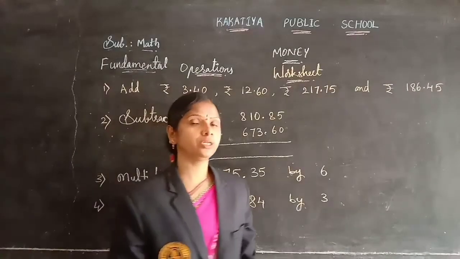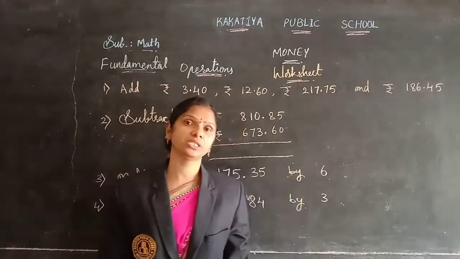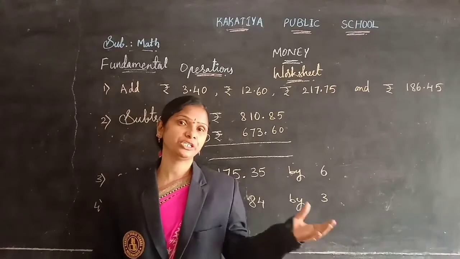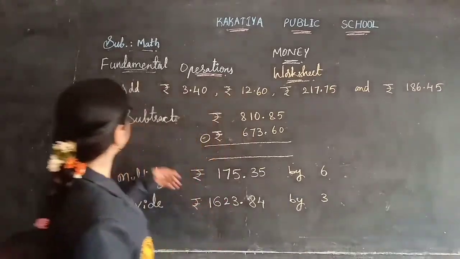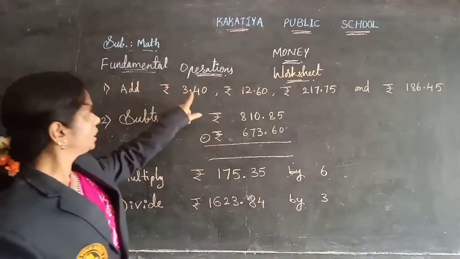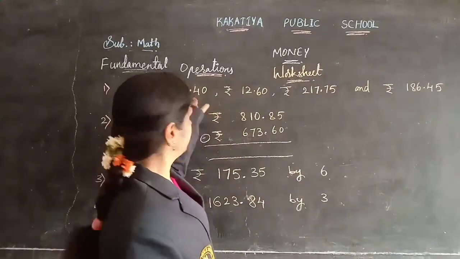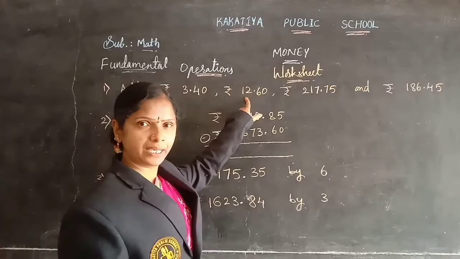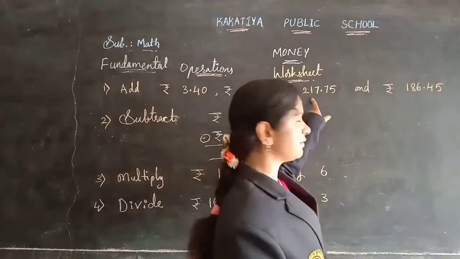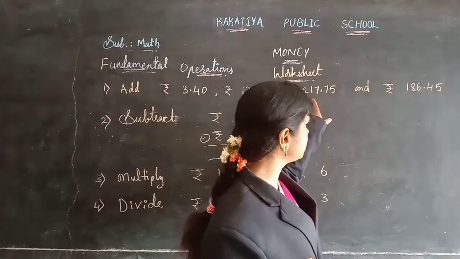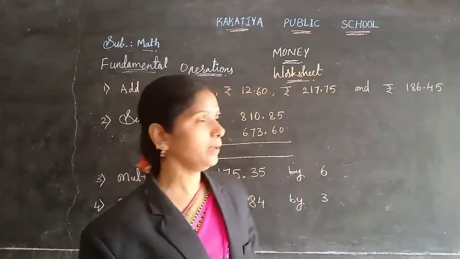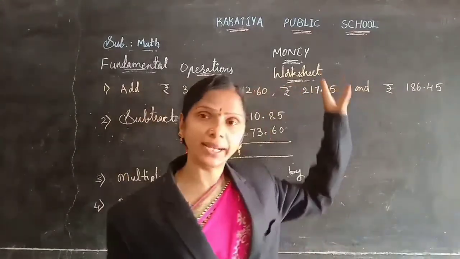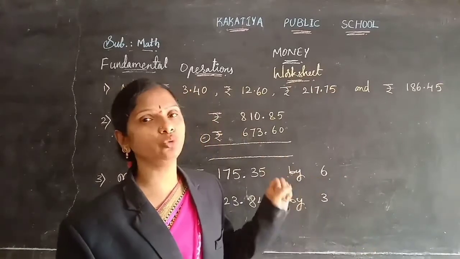Yes, children, I hope you understood the fundamental operations in the money topic, which are addition, subtraction, multiplication and division. Come on, let's do the worksheet on that. Add 3 rupees 40 paise, 12 rupees 60 paise, 217 rupees 75 paise, and 186 rupees 45 paise. Okay, so these all numbers you arrange in columns and later you add.